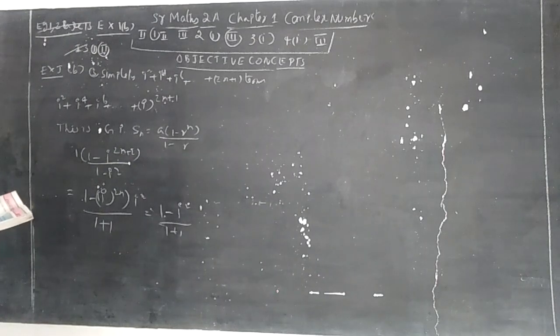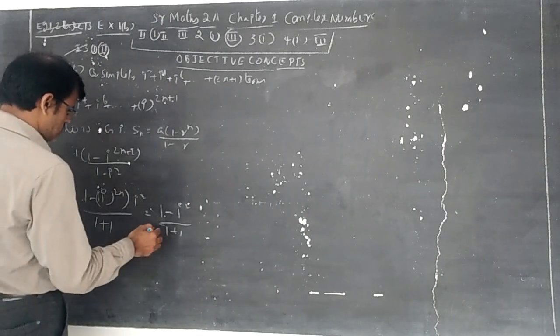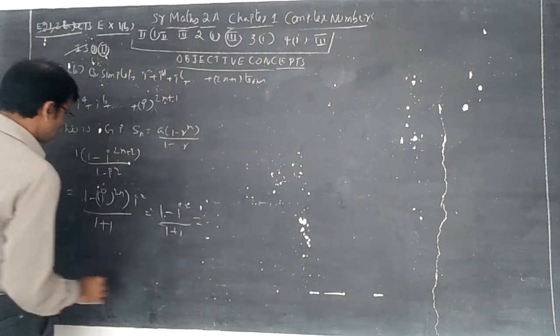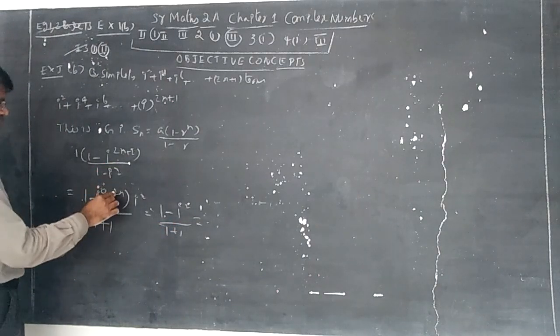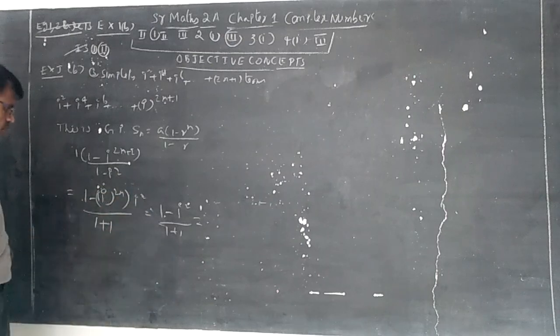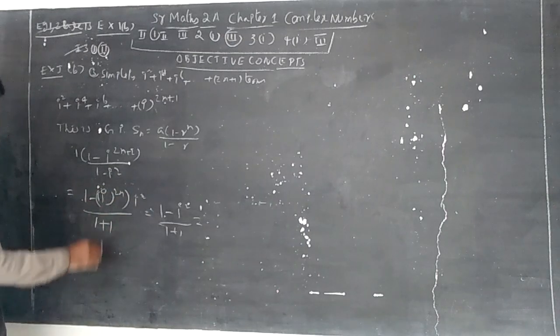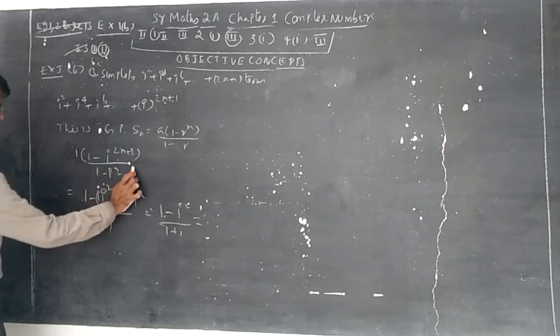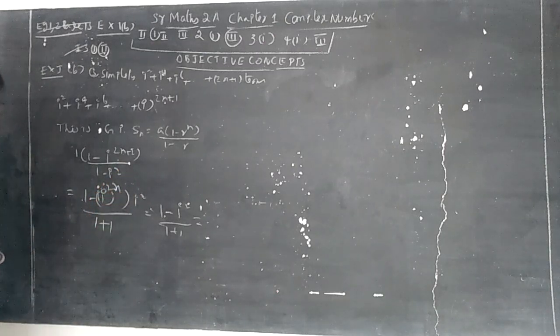Exercise 1b, first or third question. Simply minus 1 in this question. Third question, first one. i to the power 2n plus 2 becomes i to the power 2n into i to the power 2. i to the power 2n, we can write as (i square) whole power n. So if it is (i square) minus 1 whole power n, maybe minus 1 to the power 2n plus 1. So it is completely odd.